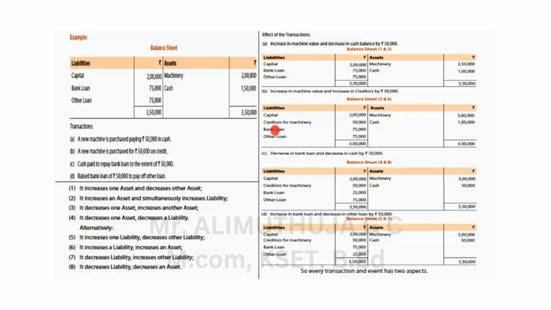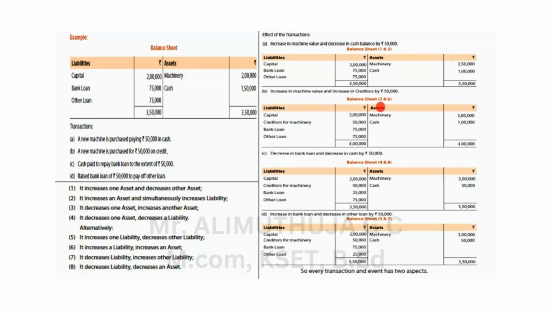Now coming to transaction B, a new machine is purchased for rupees 50,000 on credit. Now what is the effect of transaction B? Increase in machine value and increase in creditors by rupees 50,000. Machinery, if you look at the previous balance sheet, it was 2,50,000. Again it is increased by 50,000 since you bought again 50,000 rupees worth of machine. That is for credit. Therefore under liability side, creditors for machinery 50,000. What it says? Machinery increased by 50,000, that is asset increased by 50,000, and creditors for machinery increased by 50,000, that is liability increased by 50,000.